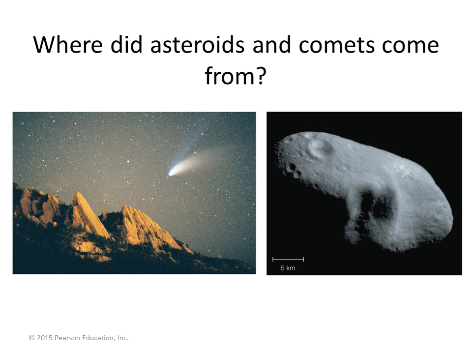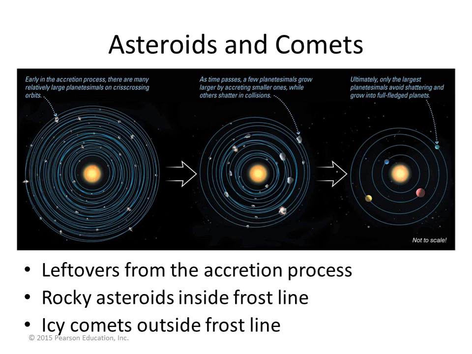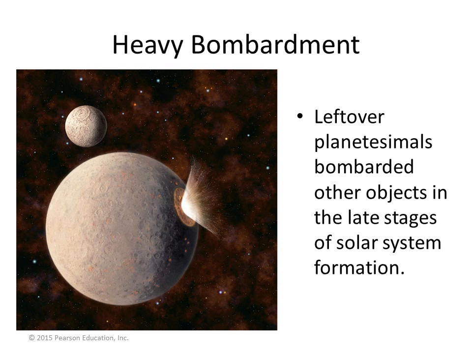What about the asteroids and the comets? Where did they come from? Well, you could call them leftovers. Instead of everything being collected into either terrestrial or Jovian planets, there may have been some things left over in that process. So we generally have rocky asteroids inside the frost line, icy comets outside the frost line. Leftover planetesimals, things like comets and asteroids, probably bombarded other objects in the late stages of the solar system. And that may be why we see certain places, certain moons, and of course planets heavily cratered.